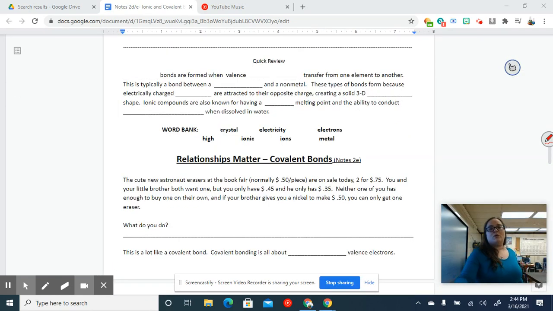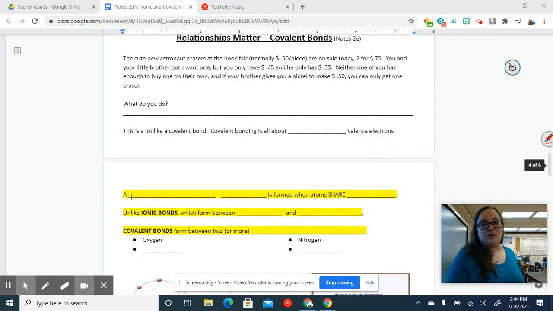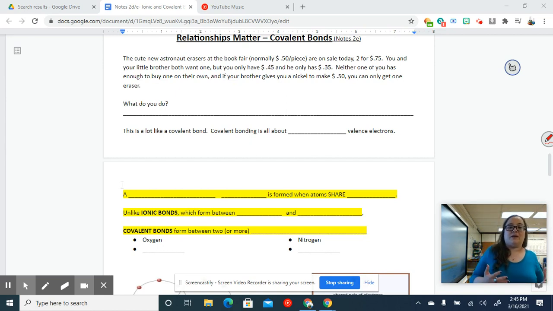So when we were talking about ionic bonds just a moment ago, I talked about you wanting to go to the book fair, and that your mom only had $15 to give you. Your mom had a 10 and a 5, and little brother got the 5, and you got the 10, and you had to work together. One person had to transfer the extra money over to the other person. Well, today we're going to talk about covalent bonds.